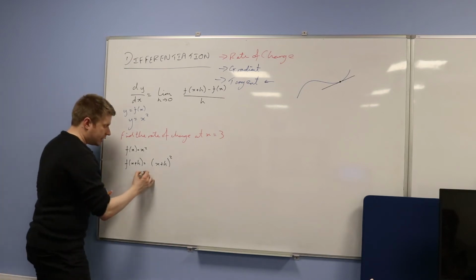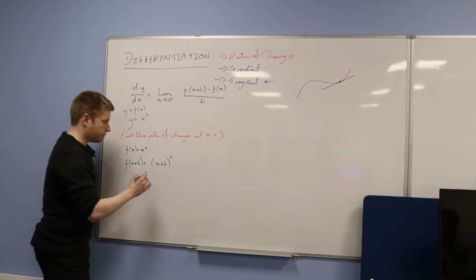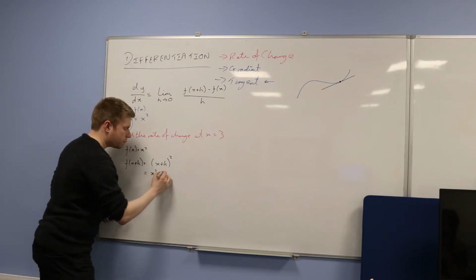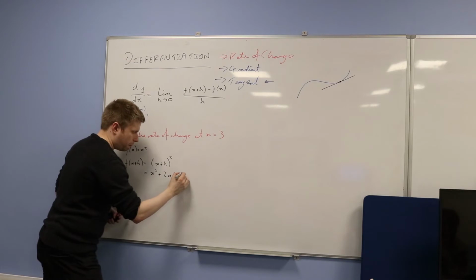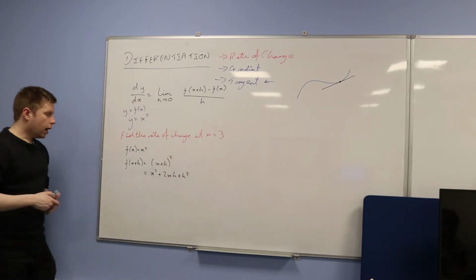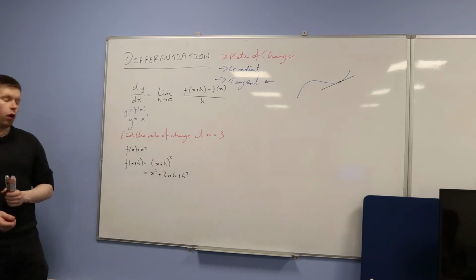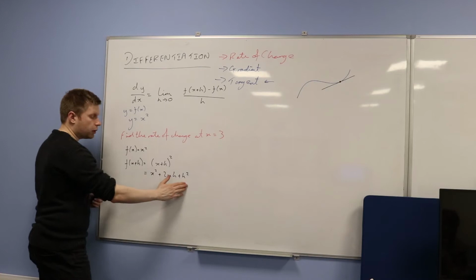In fact, let's expand this out. What is this thing expanded out? x squared plus, plus h squared. Yeah, plus h squared. Okay, good. It's not just x squared plus h squared. Hopefully some of you can realise why. It's x squared plus 2xh plus h squared.